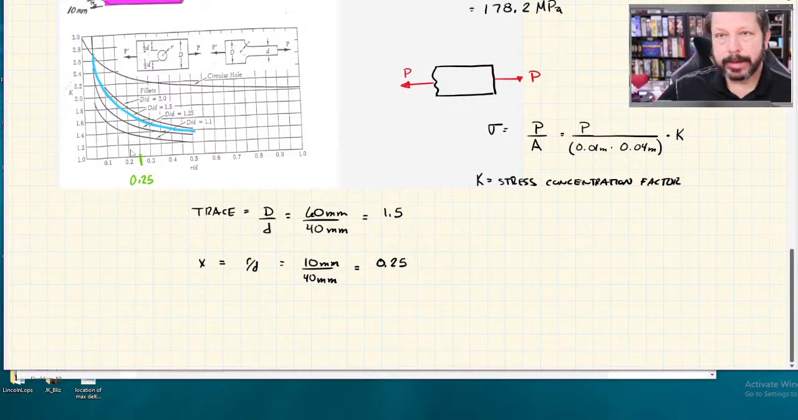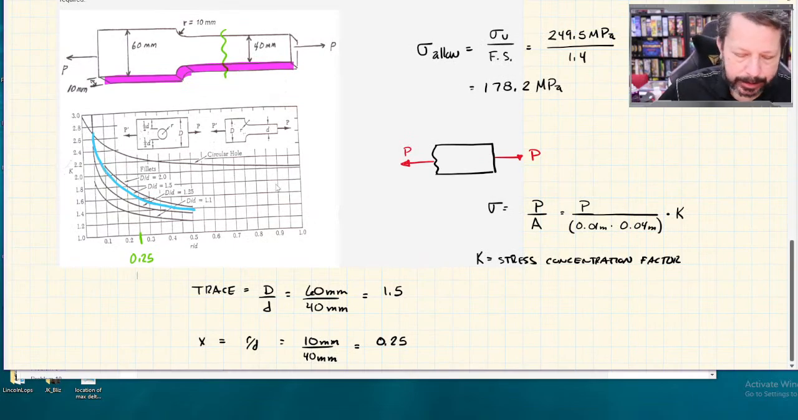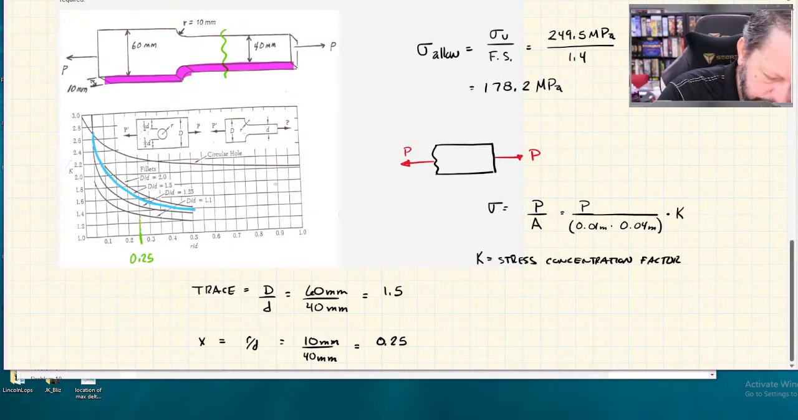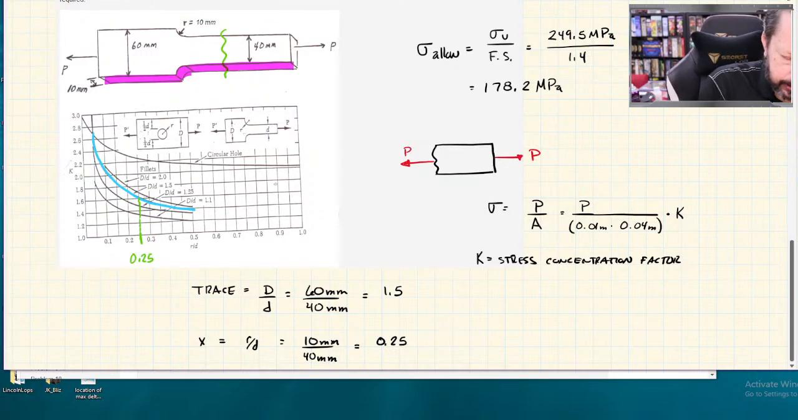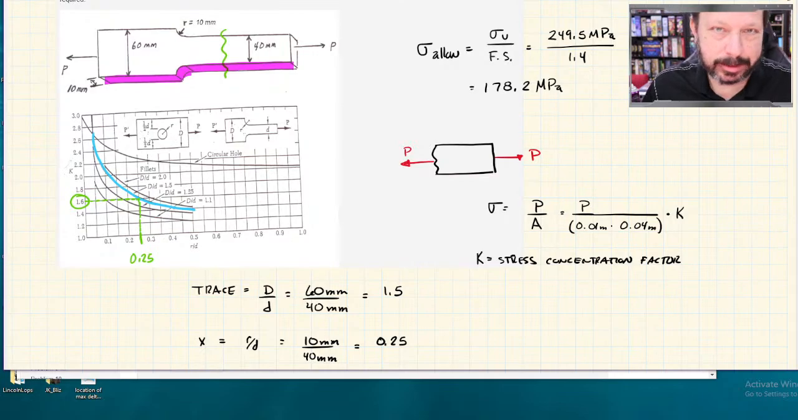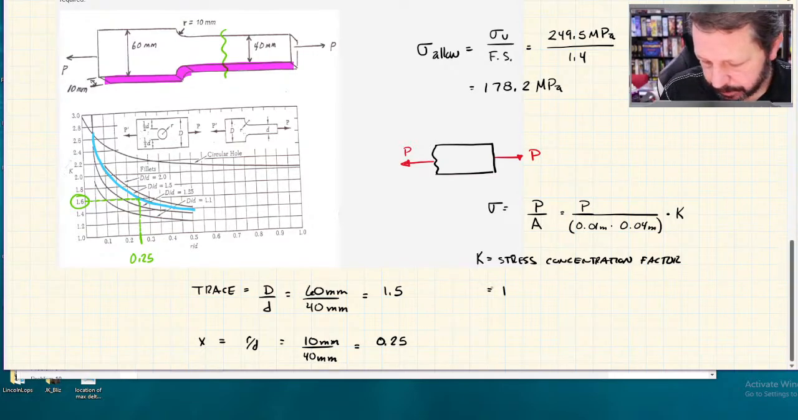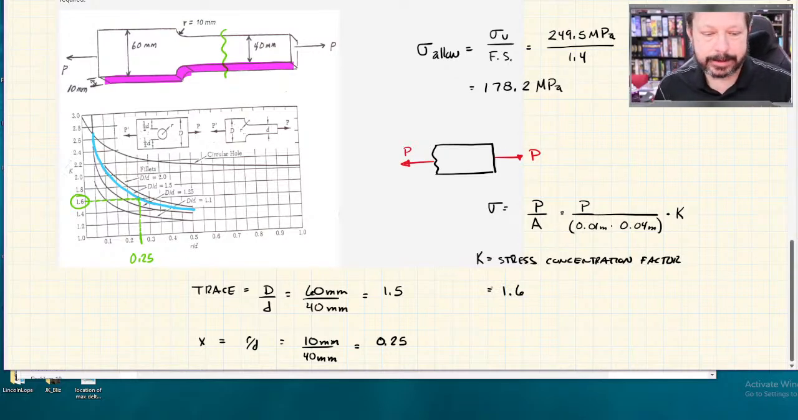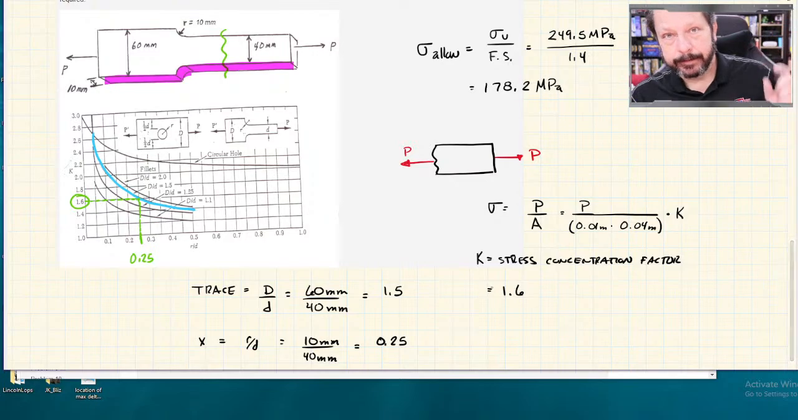So now it's just a matter of reading the chart. This one's set up really nicely because look, it perfectly intersects where K equals 1.6. They don't always work out so nice and perfect. This being a homework problem works out a lot nicer. So for me, K equals the number 1.6. That's the multiplying effect of this fillet.